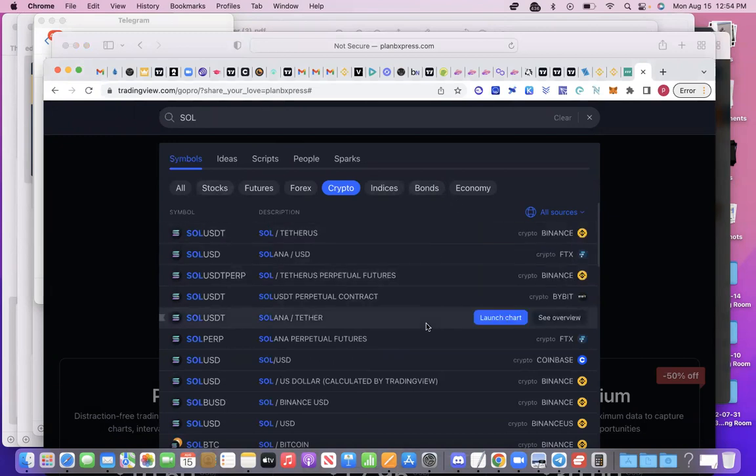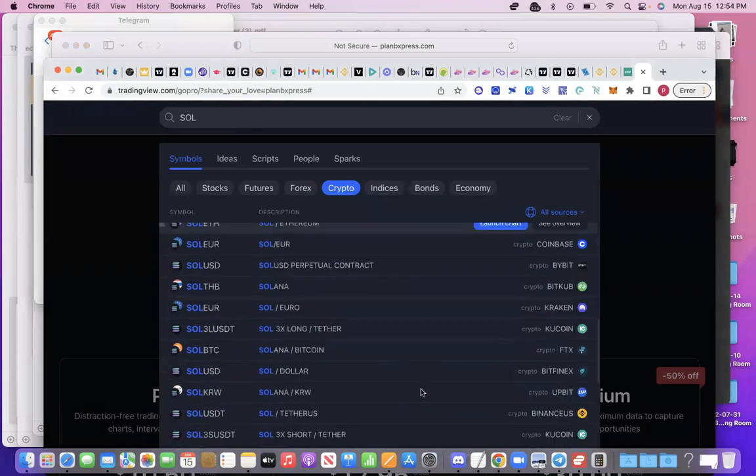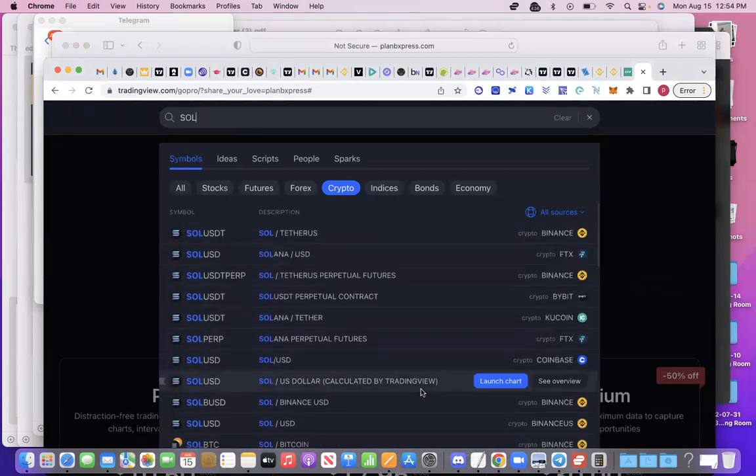Now when you open Solana, it's going to show you the different exchanges where it can be found. Use the one that has more volume. Binance has more volume and all of that. Others do too, but always use the one that has more volume, or Coinbase Pro, right? But let's take Binance. So place your cursor on it. It's going to show you launch chart. Click on launch chart.